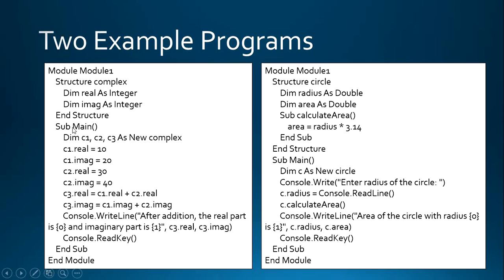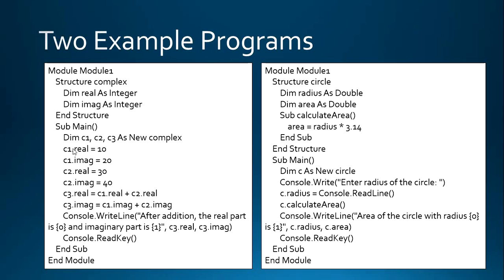After that you start the main function, and inside the main function you declare three variables, C1, C2 and C3, as three different complex structures. So C1, C2 and C3 are three structure variables. Now in this part you are going to initialize the structure members. C1.real equal to 10. So you are storing the value of 10 into the real part of C1.